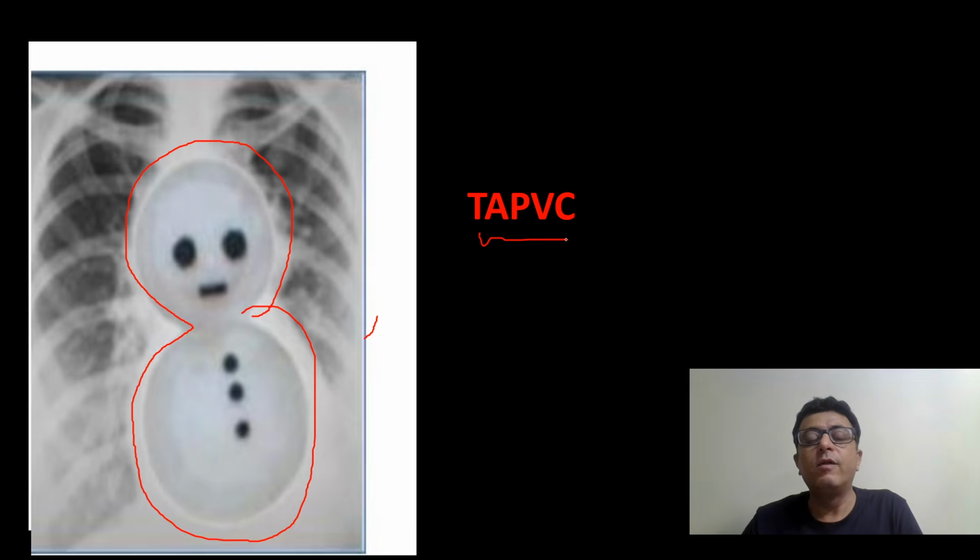TAPVC is of 3 types. When all pulmonary veins unite together and drain into the SVC, then into the RA, it is supracardiac. When all pulmonary veins unite together and drain into the IVC, then into the RA, it is infracardiac. When all pulmonary veins unite together and drain into the RA, it is cardiac TAPVC. Supracardiac is the most common. But what makes this X-ray appearance?